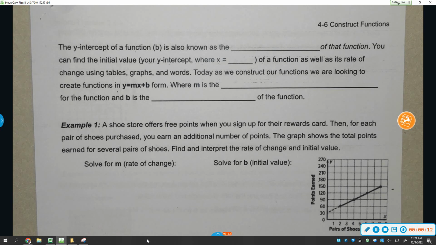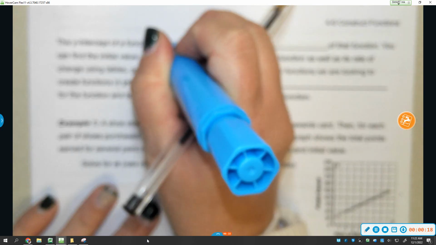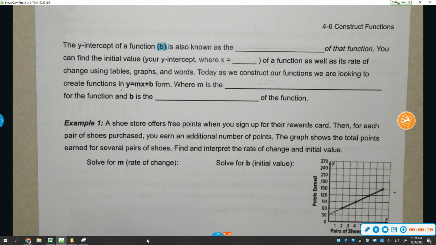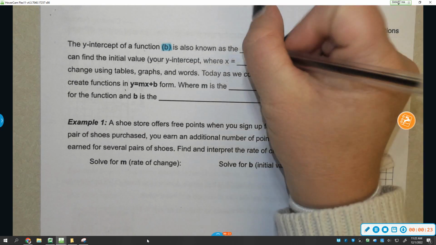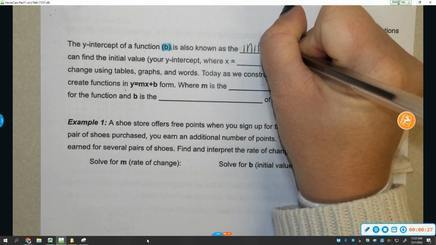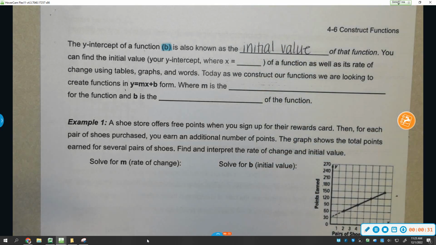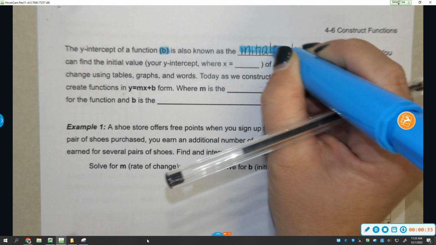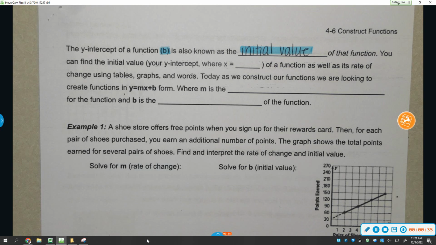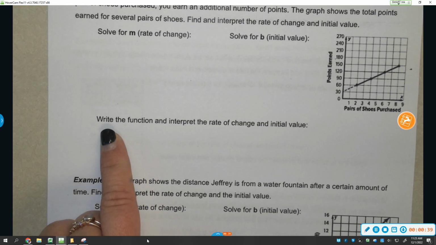All right, so first of all, to begin with, the y-intercept of a function, or b, so highlight b if you have your highlighter, underline if you don't, is known as the initial value. It's the initial value of the function.